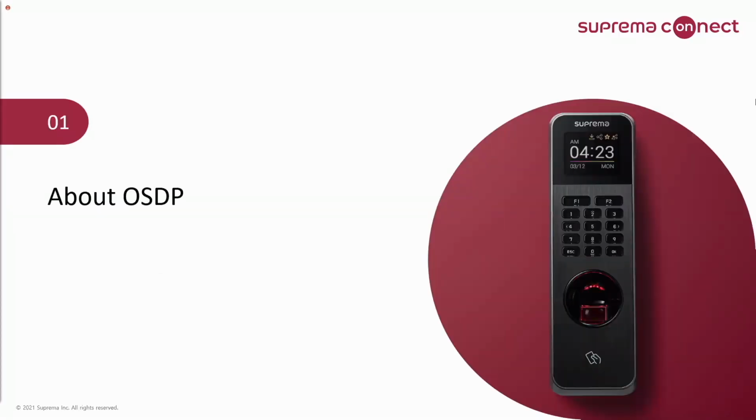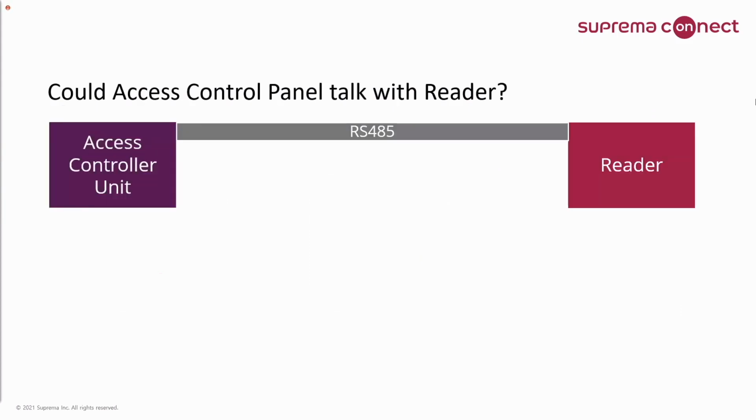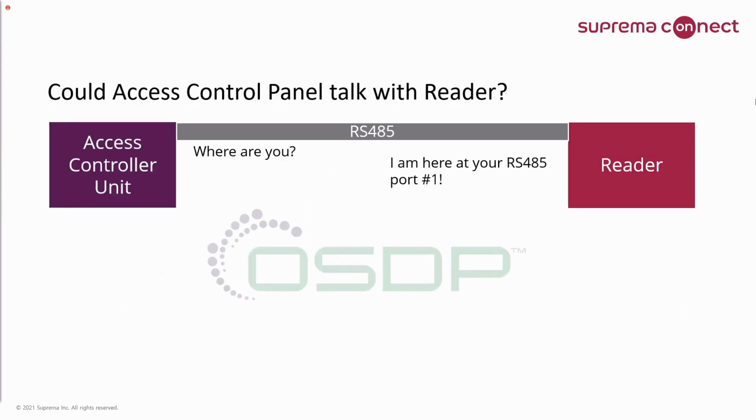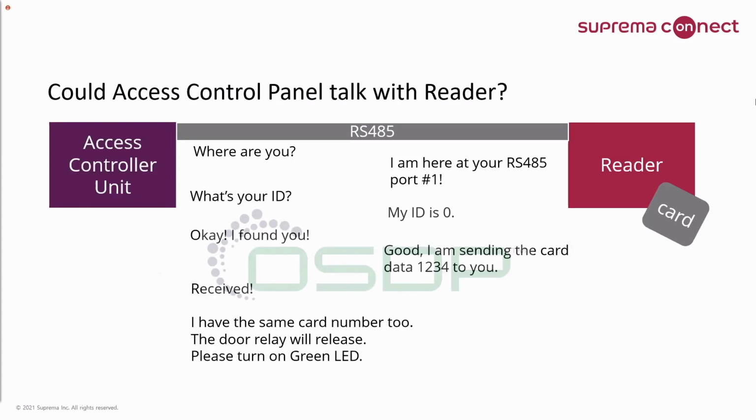Let's find out what OSDP is. Reader and controller from different manufacturers are here. What if the reader and controller could talk? Wouldn't the physical security system expand its scalability and product choices? OSDP is an RS-485 communication method consisting of standardized request and response commands between the controller and the reader. Communication is composed of a set of request command and response command.